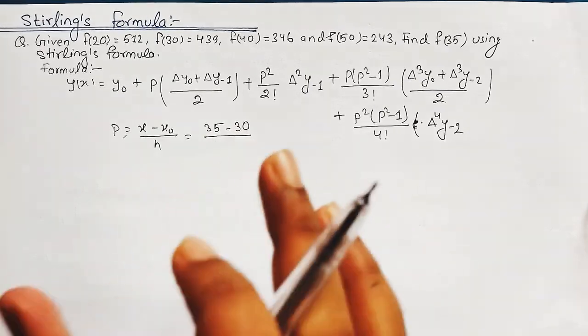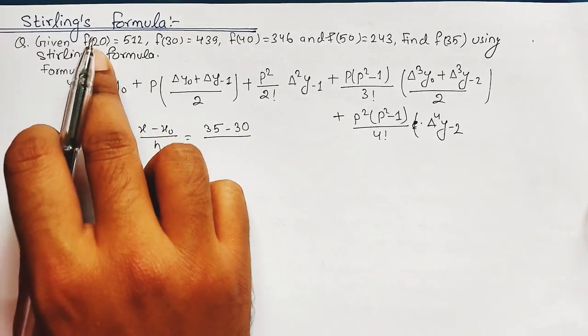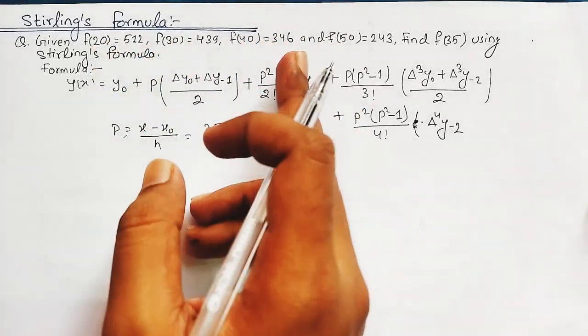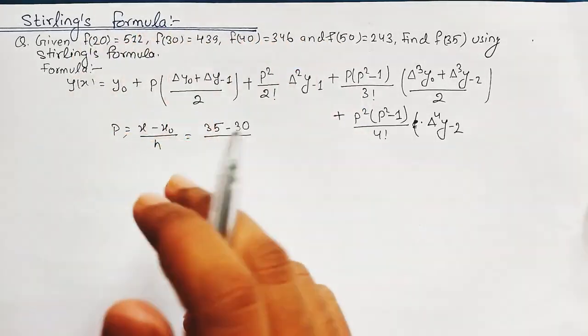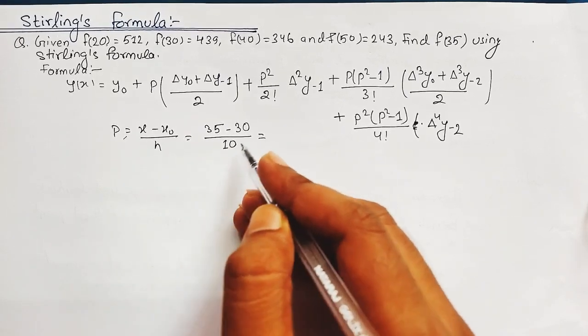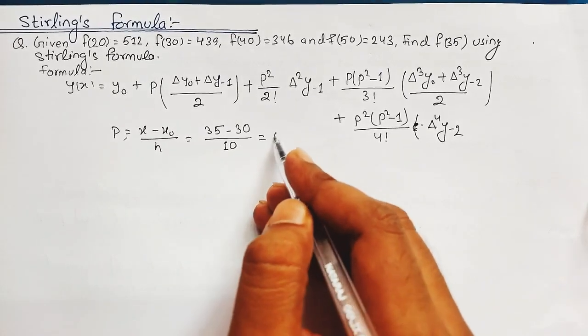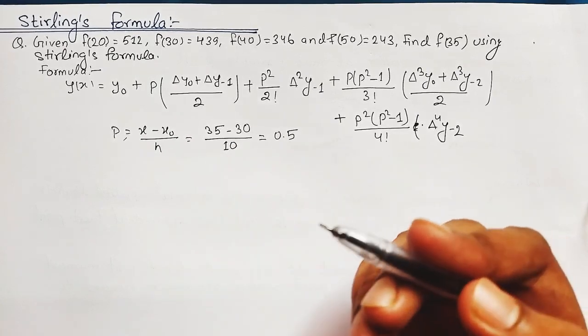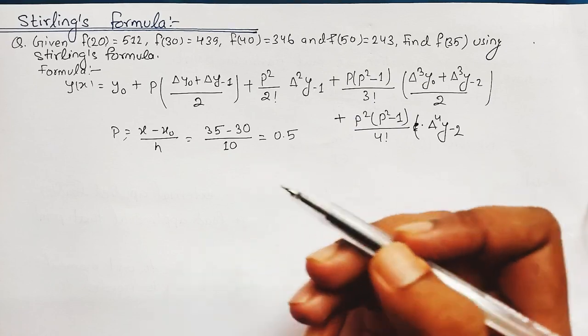Now what is h? h is the difference in x. This is 20, 30, 40, 50, so the difference is 10, meaning x is increasing by 10. That is what h means, so we write 10 here. On solving this, simply subtract and divide by 10, we get the value of p as 0.5. So our p is 0.5.